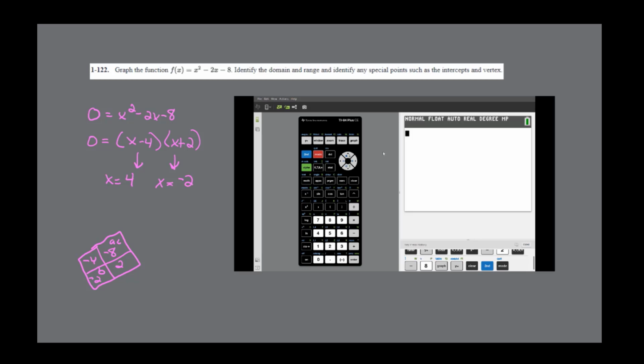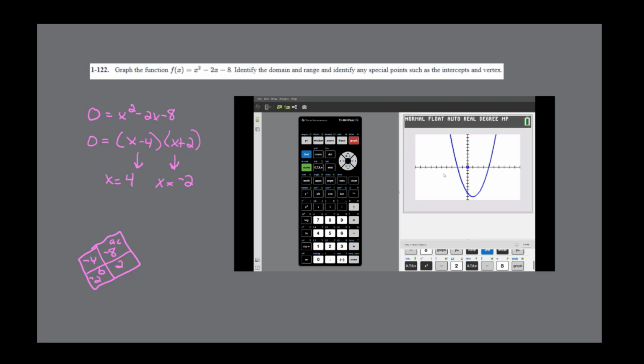Here we go. On 1-122, they're asking us to find the domain and range and the intercepts and vertex for a specific function. So let's take a look at that equation by going to the y equals, and then we're going to plug it in. It's x squared minus 2x minus 8. And then we'll show you how to do this algebraically as well when we go back to the slide. But let's just get this down first. So I'm going to hit graph.